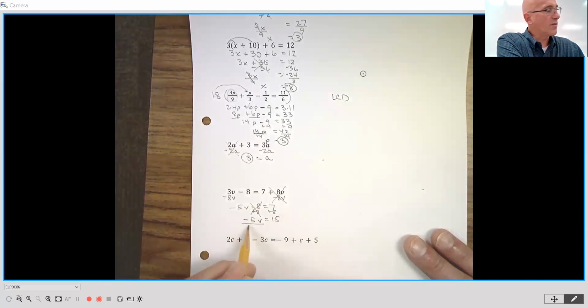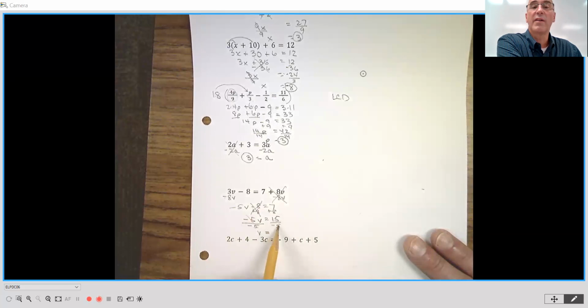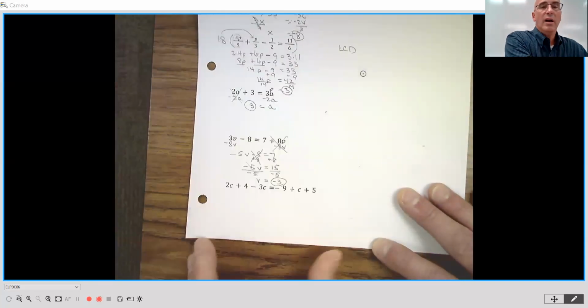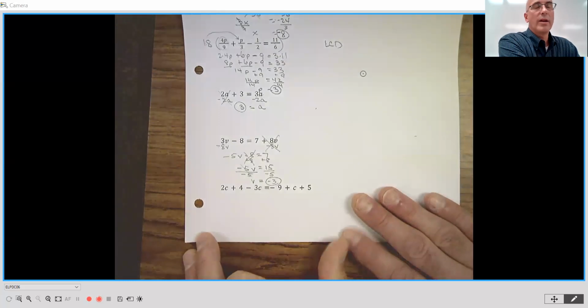Now we are going to divide by negative 5 to get rid of this negative 5 here. This falls off. So now 15 divided by negative 5. Well, we know 15 divided by 5 is 3, but we have one negative sign. So we are now at negative 3. Right?